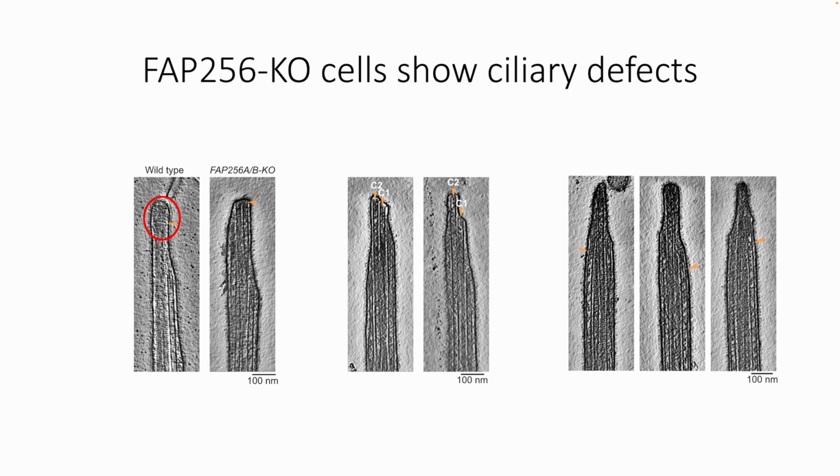We also studied cells lacking FAP256, a known ciliary tip protein. First, we found that the cap complex, which is circled in red in wild-type cilia, is absent when FAP256 is missing. We also find that the microtubules of the central pair, C1 and C2, have different lengths when normally they have the same length. Finally, we see that some microtubules in the tip are bent, possibly because the links are absent in this mutant.